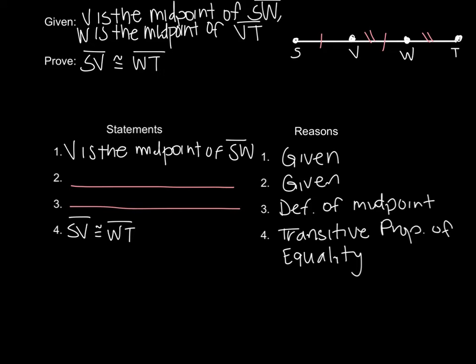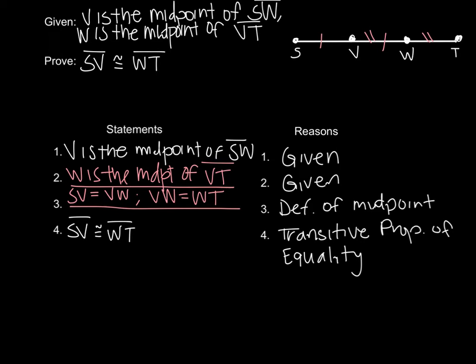Well, that's given. Statement 2 would say W is the midpoint of VT, because that's given to us. Now, definition of midpoint. What do you think we're going to put there? Well, I think that this says that SV is equal to VW and VW is equal to WT because of the definition of midpoint, right?